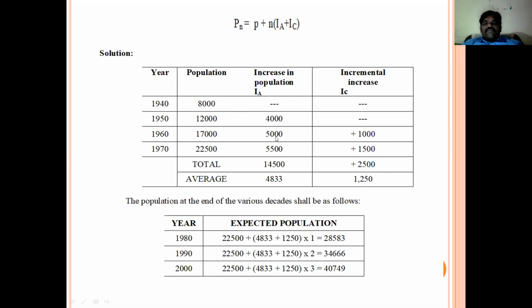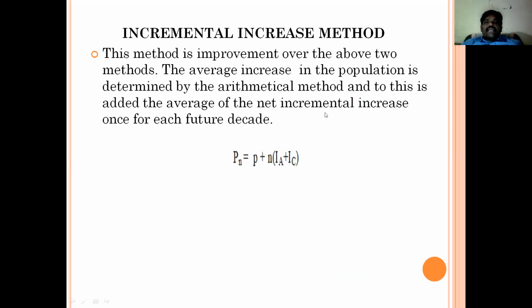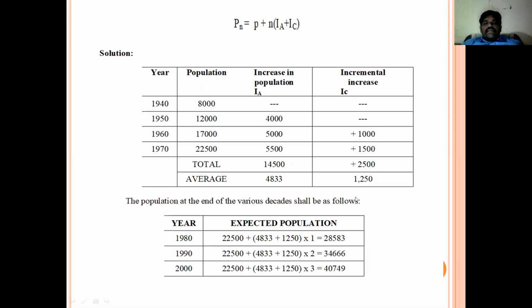And I see after 5,000, the population was 5,500. That means here 1,500 population was increased, and here the total is 2,500, average is 1,250, the incremental increase average. That is what I said, the net incremental increase: the average of the net incremental increase is added to the average increase.